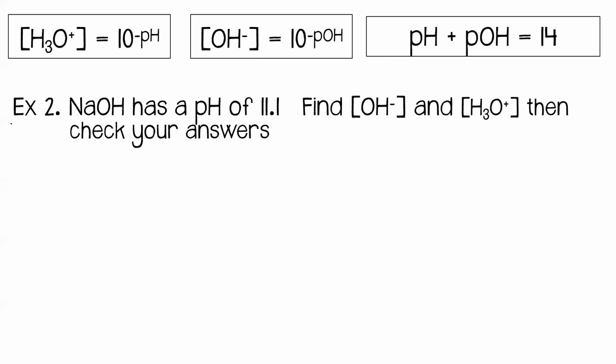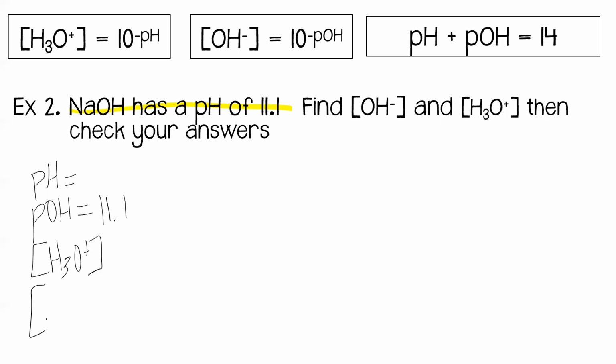So NaOH, which is sodium hydroxide, a base, has a pH of 11.1. Find the hydronium and the hydroxide ion concentrations. Check your answer. Make my list, because I like to be tidy. The only thing I know right now is pOH. Okay, so step one, I'm going to use this equation to find pH. Oh my gosh. Guys, I'm losing my mind. Did you catch all my mistakes? I'm so sorry. It says the pH is 11.1, not the pOH. Let me fix it. Okay, pH is 11.1, which makes sense for a base.